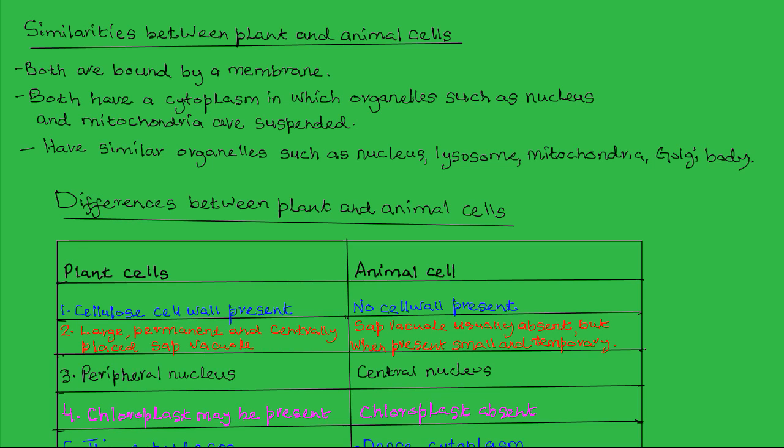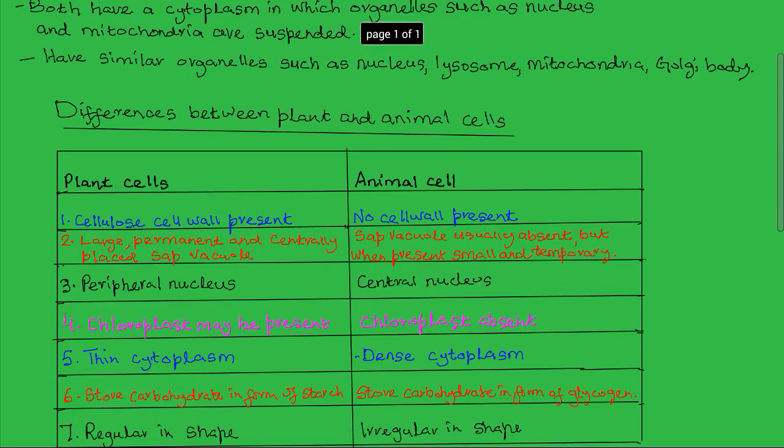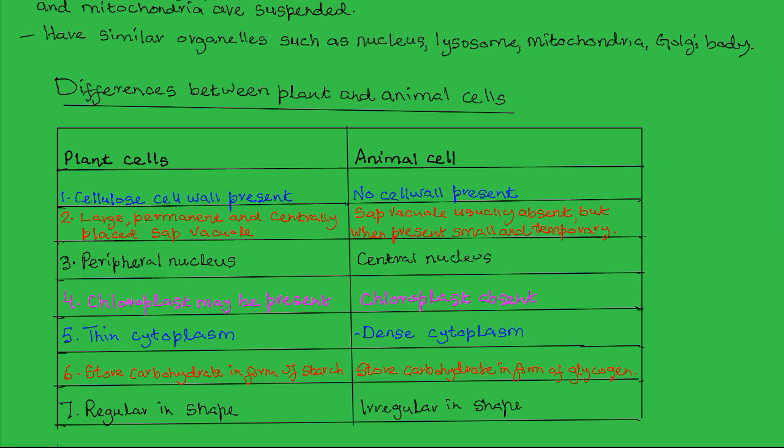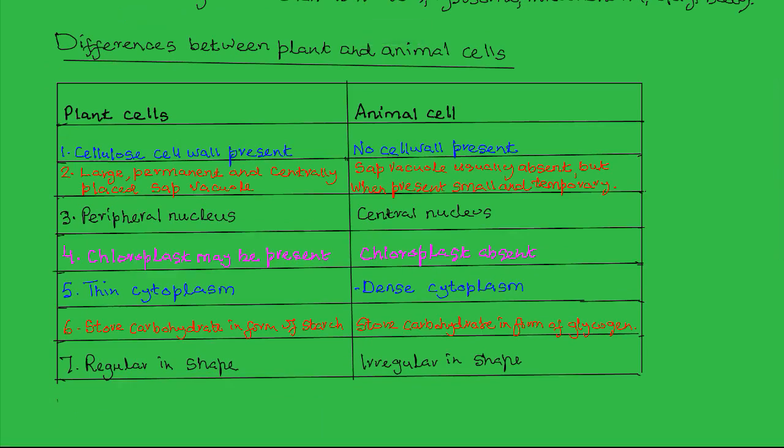They have similar organelles, such as they both have a nucleus, mitochondria, lysosomes, Golgi bodies, endoplasmic reticula. All those organelles are found in both plant and animal cells. But on the other hand, there are certain differences that are observed when you compare the two types of cells.